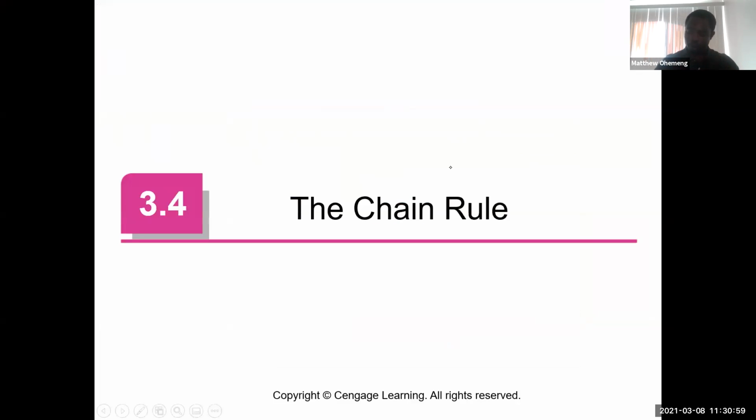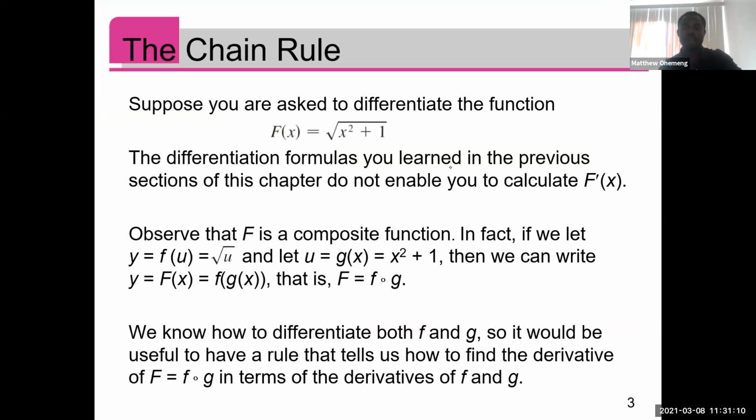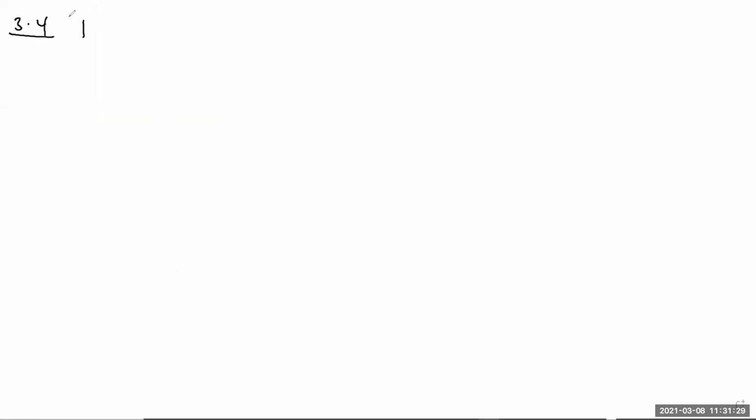Okay, for 3.4. Now this is one of the most useful rules you'll ever learn in calculus, and it's called the chain rule. Now let's look at the motivation for the chain rule. With all the rules that we've obtained, we've learned about the sum rule, the difference rule, the power rule, and so on and so forth. Suppose, let me go to the whiteboard and show you something. 3.4. The chain rule.